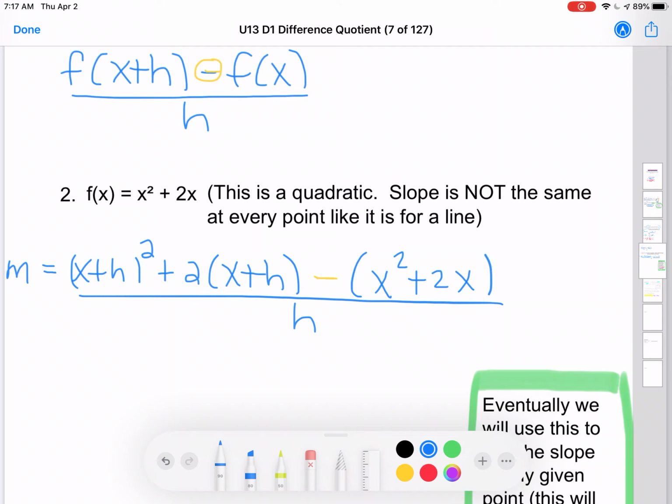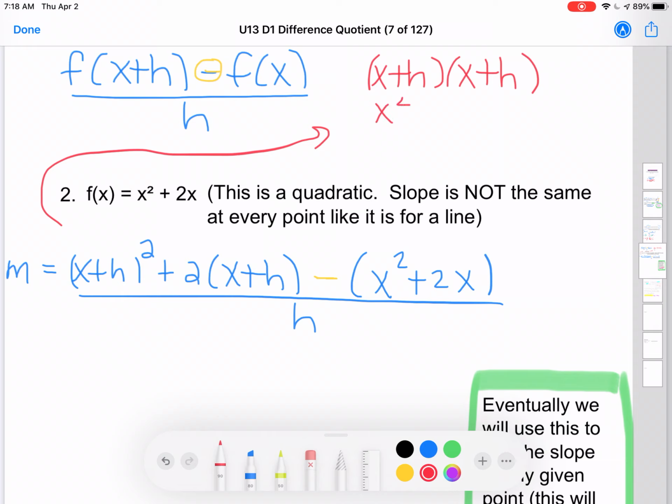Okay, so there's a lot going on here. I'm going to use some of this space up top to do the x plus h squared. I'll do that up here. Just FOIL, we get x squared plus xh, or hx, it doesn't matter, plus xh plus h squared. So x squared plus 2xh plus h squared.